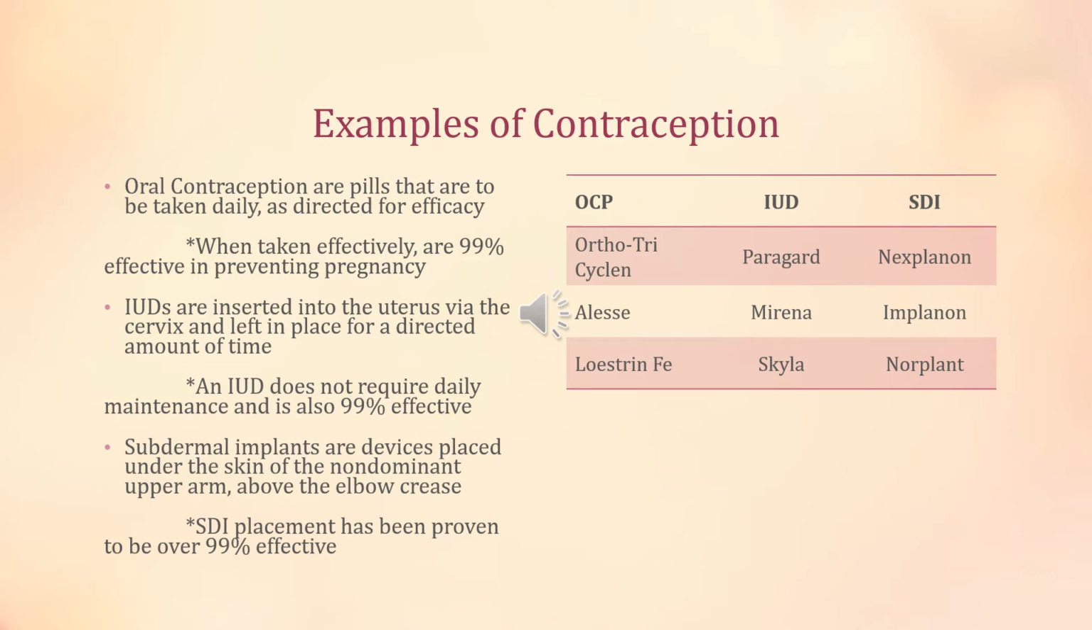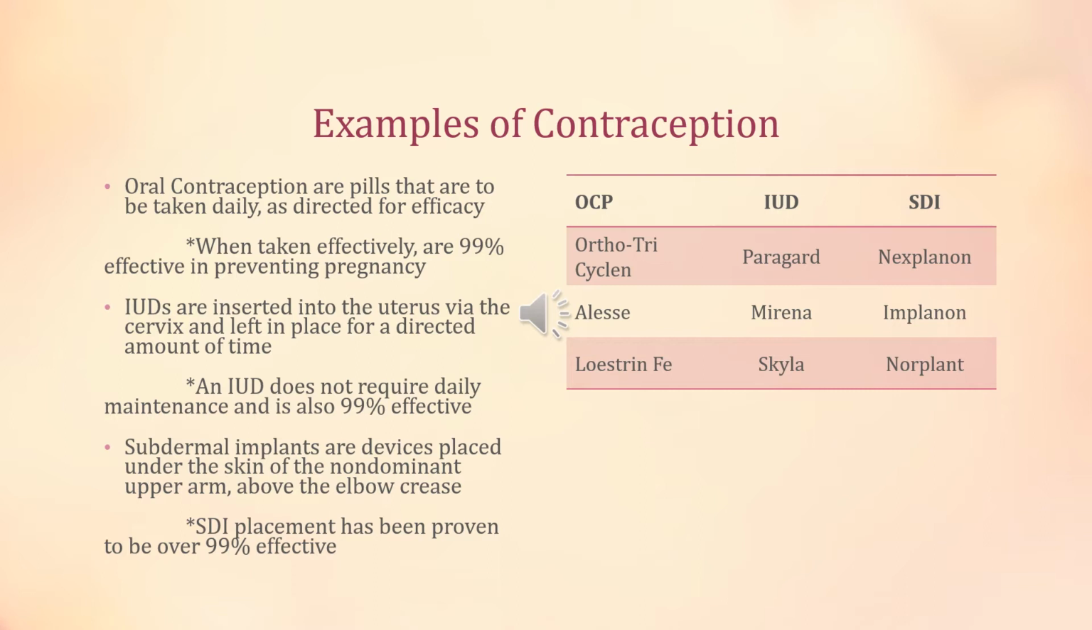All right, so we're going to go into the different examples of contraception that were earlier mentioned. Oral contraception are pills that are to be taken daily as directed for efficacy, meaning for the wanted outcome. When taken effectively, they are 99% effective in preventing pregnancy.